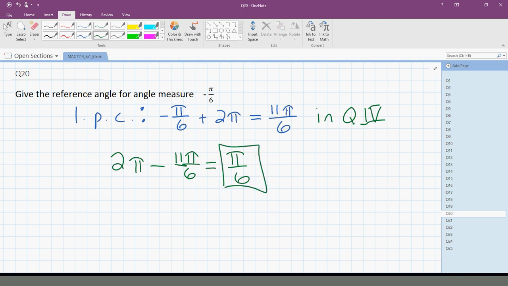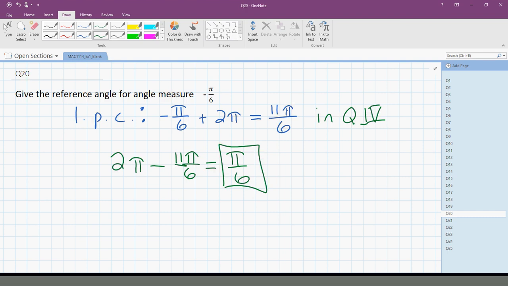There you go. And then you could also kind of use, I mean, if you look at this one, the answer is pretty much given to you from the very beginning. If you are going a negative pi over 6, that really is your reference angle because that's the smallest that you can be.